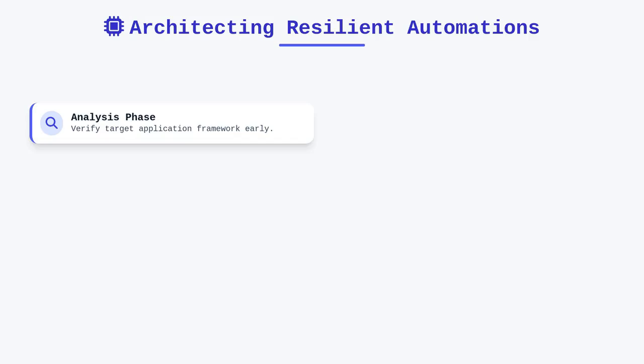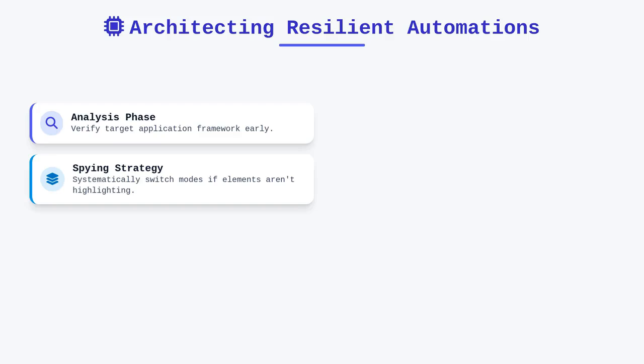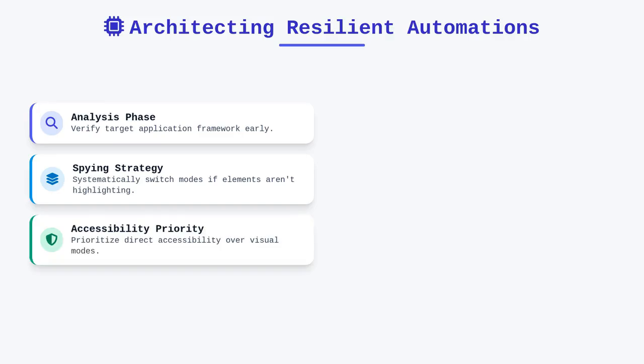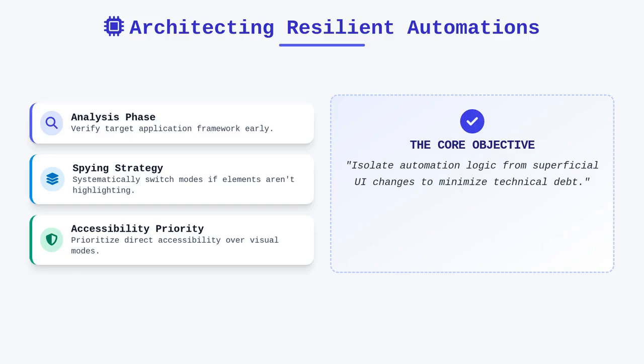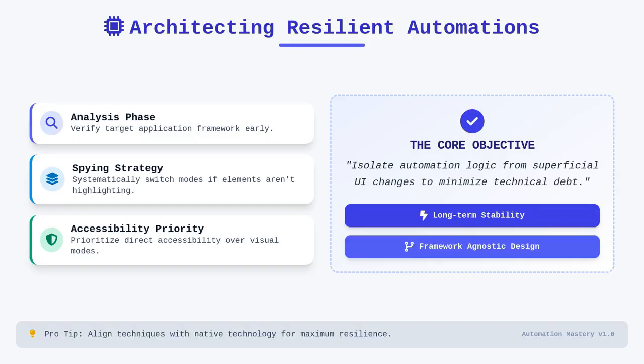As you design your business objects, verify the framework used by your target application early in the analysis phase. If an element refuses to highlight, systematically switch through the available spying modes while keeping an eye on the attributes that appear in the element tree. A mastery of these modes is not just about capturing elements. It is about choosing the communication channel that keeps your automation logic isolated from superficial changes in the user interface. By aligning your technique with the application's native technology, you minimize technical debt and ensure long-term stability for your enterprise processes.